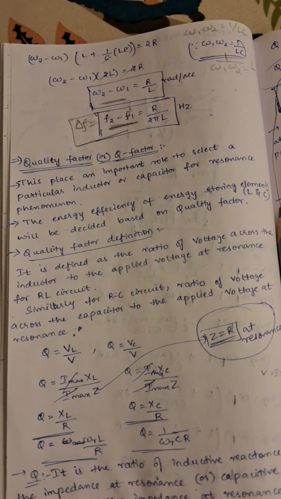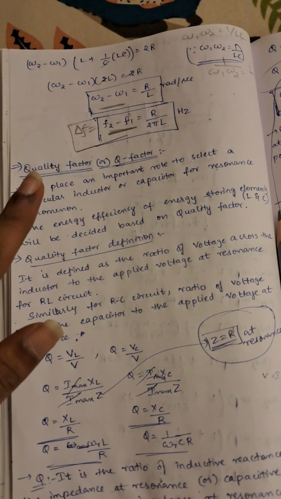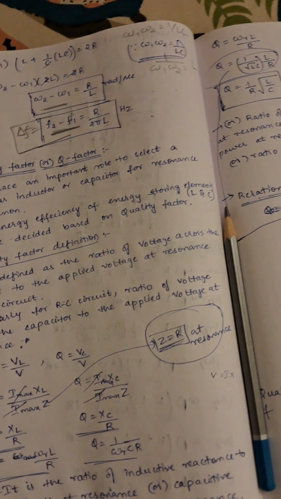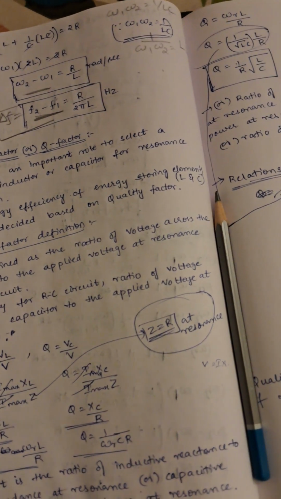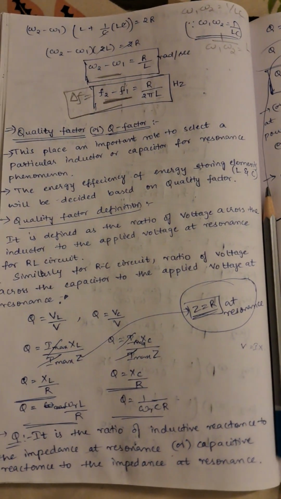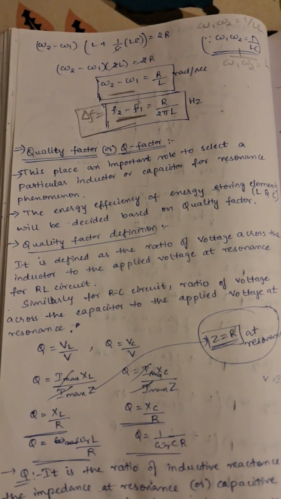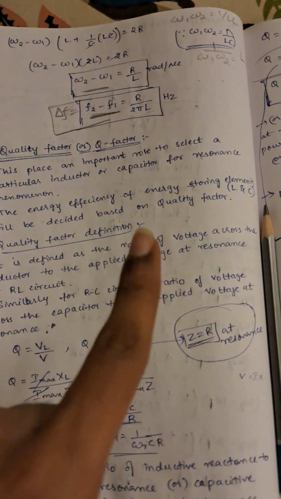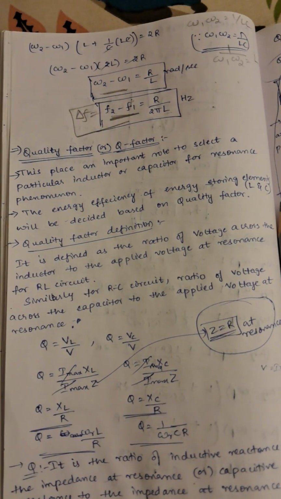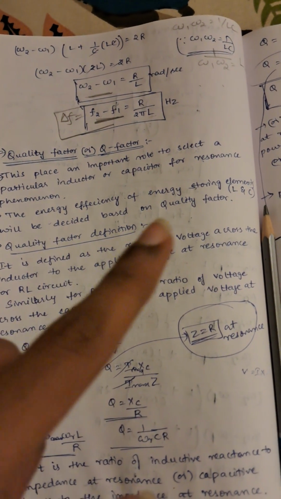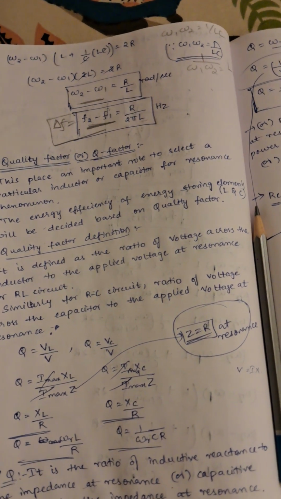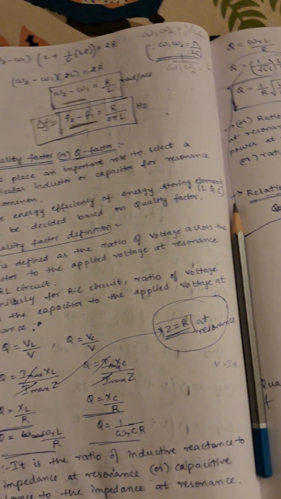For that, the quality factor will be checked. Quality factor checks the quality of the inductor and capacitor so that you can get maximum current. Maximum current means maximum output, which means resonant condition. So you can also say that the energy efficiency of the energy storing elements, inductor and capacitor, is decided based on quality factor. Based on it, you can check which inductor and which capacitor to select.